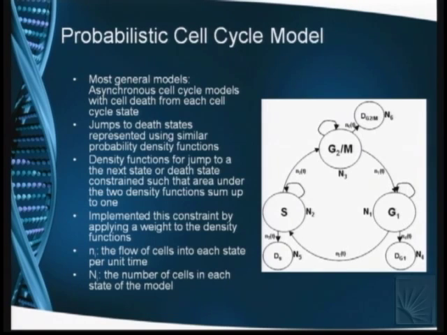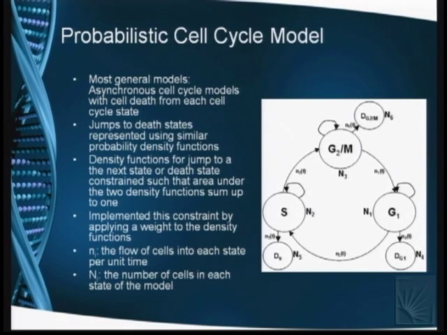Since most of the experiments are done on asynchronous cell populations, we needed to extend our model to asynchronous cases. This is the most general model because it is asynchronous and it also involves cell death. Associated with each state in the cell cycle, there is a cell death state. So the cells can either continue with their cell cycle or die from that state. And all these jumps are again represented by similar probability density functions.